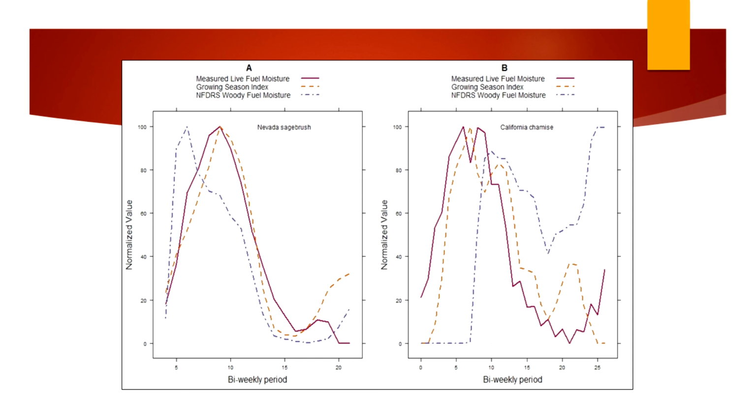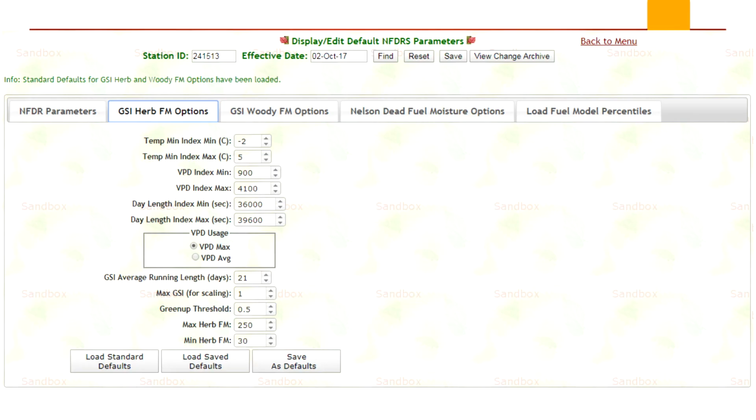And there's also, in WIMS, in the ENFDR screen, you can actually see the GSI parameters listed separately for the herbaceous fuels and for the woody fuels, so you can tab across. You can see the GSI parameters that we just talked about: -2 and 5 for the temperature, 900 and 4100 for vapor pressure deficit, and 3600 to 39600 for the photo period.